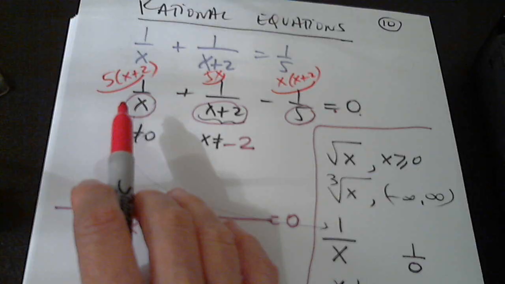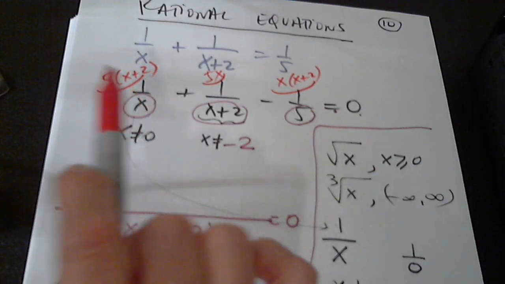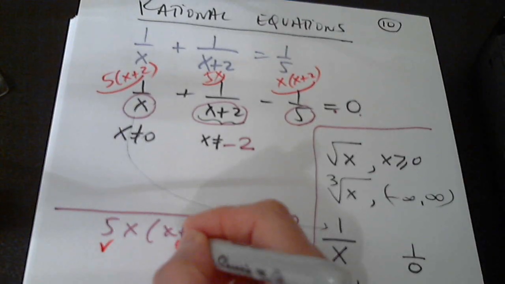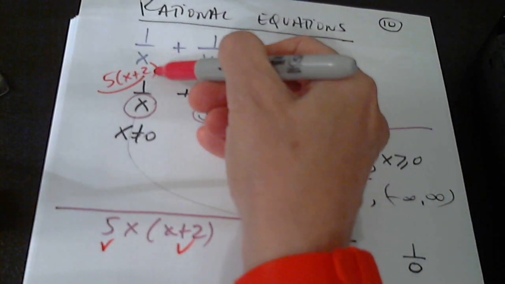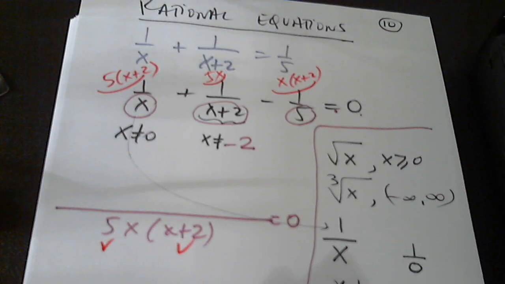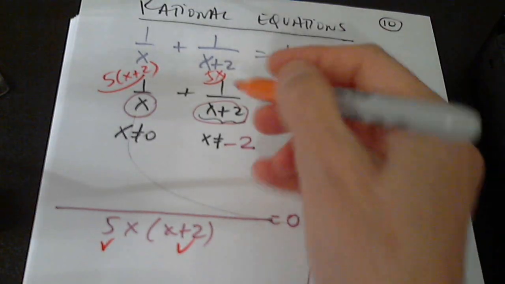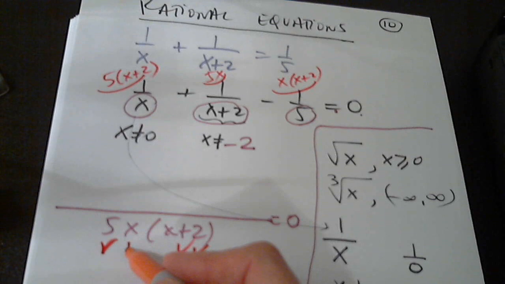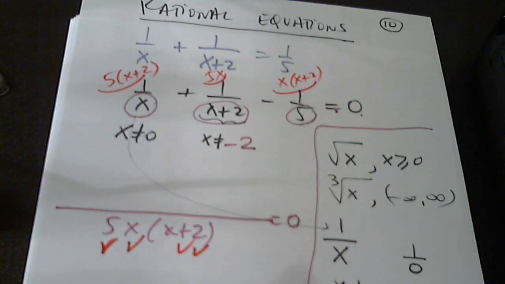These are just reminders telling me, don't forget, you multiplied x by 5 and x plus 2. You have to multiply the numerator by the same thing. Otherwise, you change the fraction. Then for the next one, I have x plus 2. But what did I multiply it by? 5x, 5 and x. That's why I have to multiply the numerator by 5x.